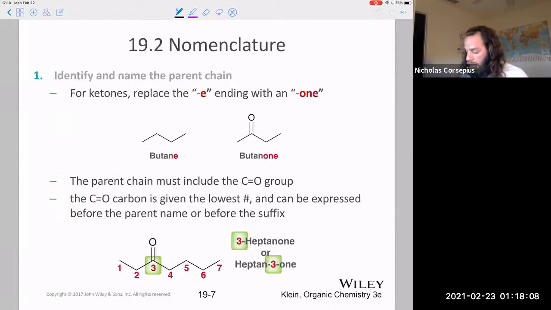Okay, with ketones, our ending goes from just an E, as with an alkane, to now the "one" ending, so butanone. Unlike the aldehyde, we do have to include the number. So in this case, this would be 2-butanone, right? 1, 2, 3, 4.